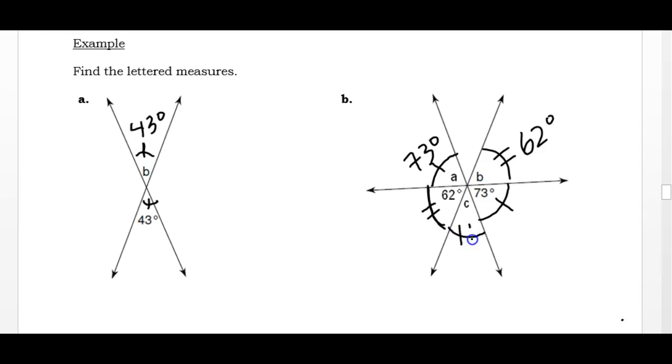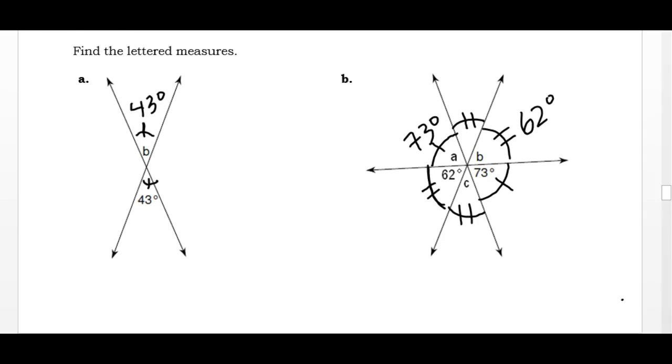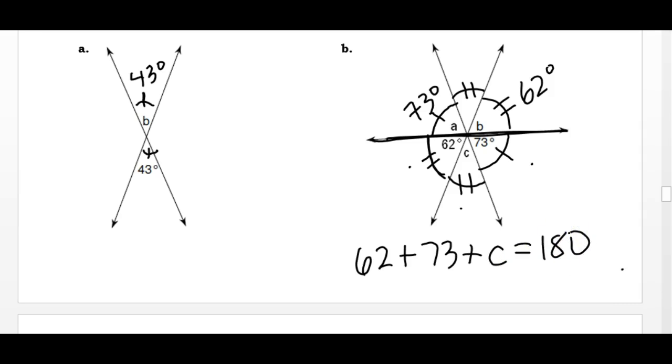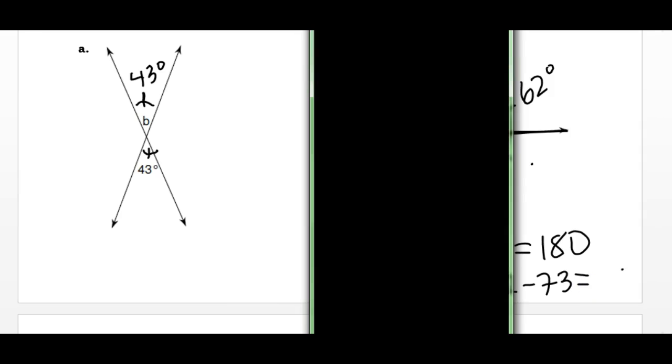My third angle down here is congruent to my third angle up here, but I don't know what either of those are, so I can't just jump the number across. I'm going to have to use my linear angle conjecture from the top of the page to determine what that is. So I see a straight line here that tells me that these three angles are linear angles. I need to add them together, and they should add up to 180. Linear angles, straight line, 180 degrees. So if I do 180 minus 62 minus 73, I'll get that answer for that last angle.